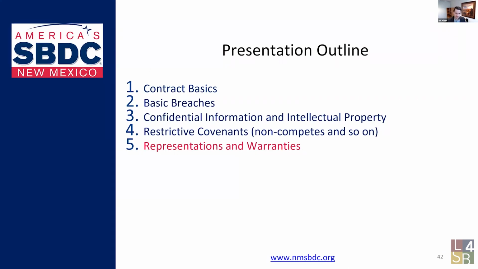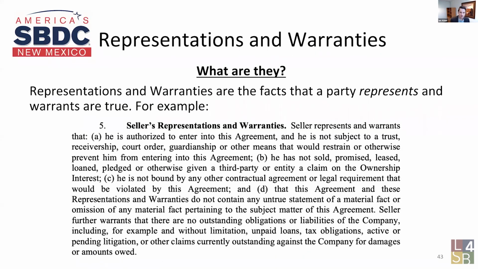Finally, we're going to talk about representations and warranties. We're going to talk about what they are, what they do. They're basically what they sound like. You as a party are representing and warranting to the other that a certain set of facts are true. That's all they are. You're spelling out in the contract a set of facts and promising that those facts are in fact facts. I love that sentence.